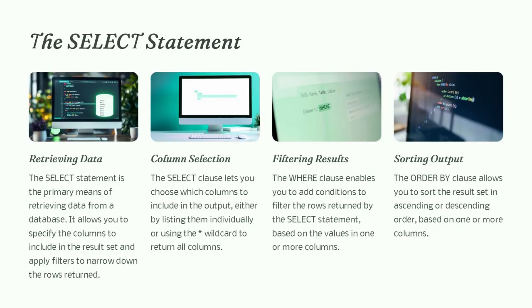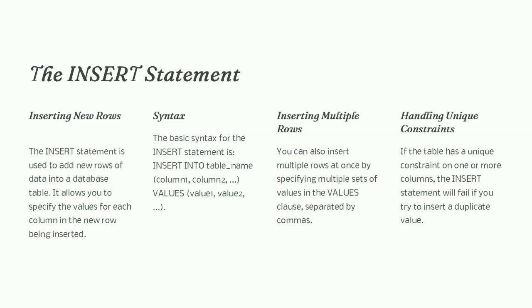The select statement is the primary way to retrieve data from a database. It allows you to specify which columns to include in the result set. You can list the columns individually, or use the asterisk wildcard to return all columns. The where clause lets you add conditions to filter the rows returned based on the values in one or more columns. The order by clause enables you to sort the result set in ascending or descending order by one or more columns.